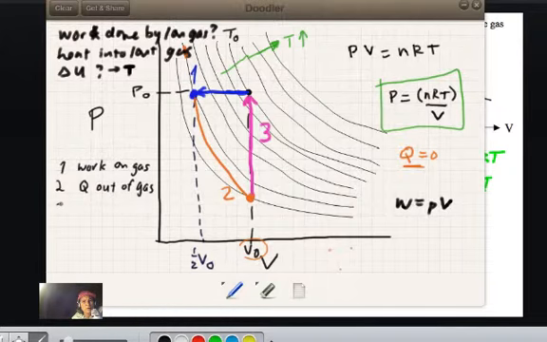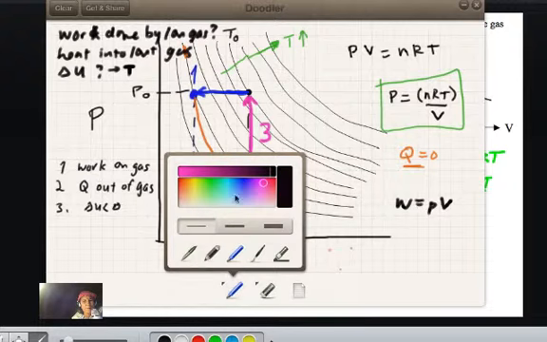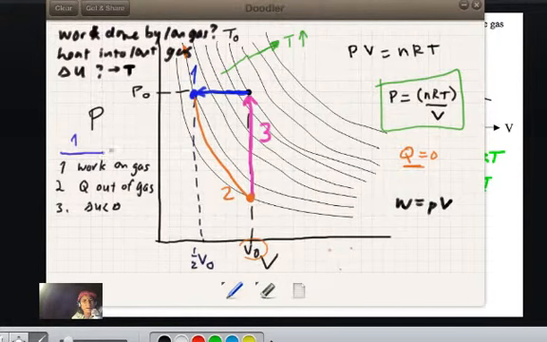And then the third question is, how does the internal energy change? Well, if Q goes out of the gas, we are expecting the temperature to drop, and you can see that we're on an isotherm that's actually lower in temperature than the original. So the third one is that delta U is less than 0. It's negative. Okay, so this is step 1. Now, what about step 2?